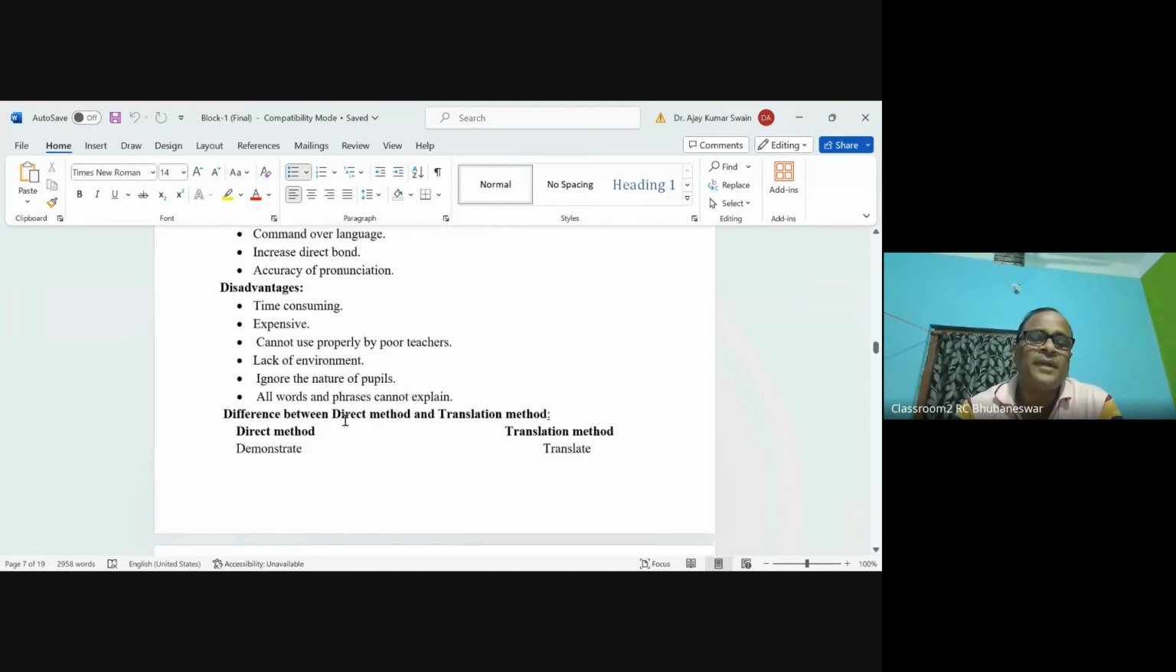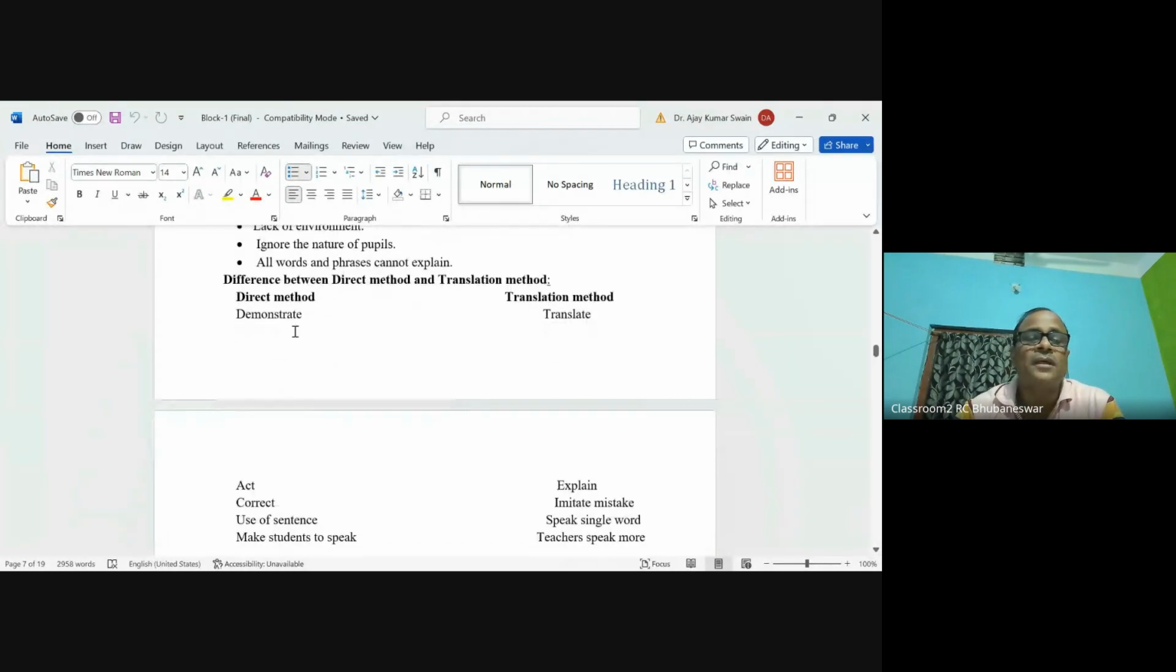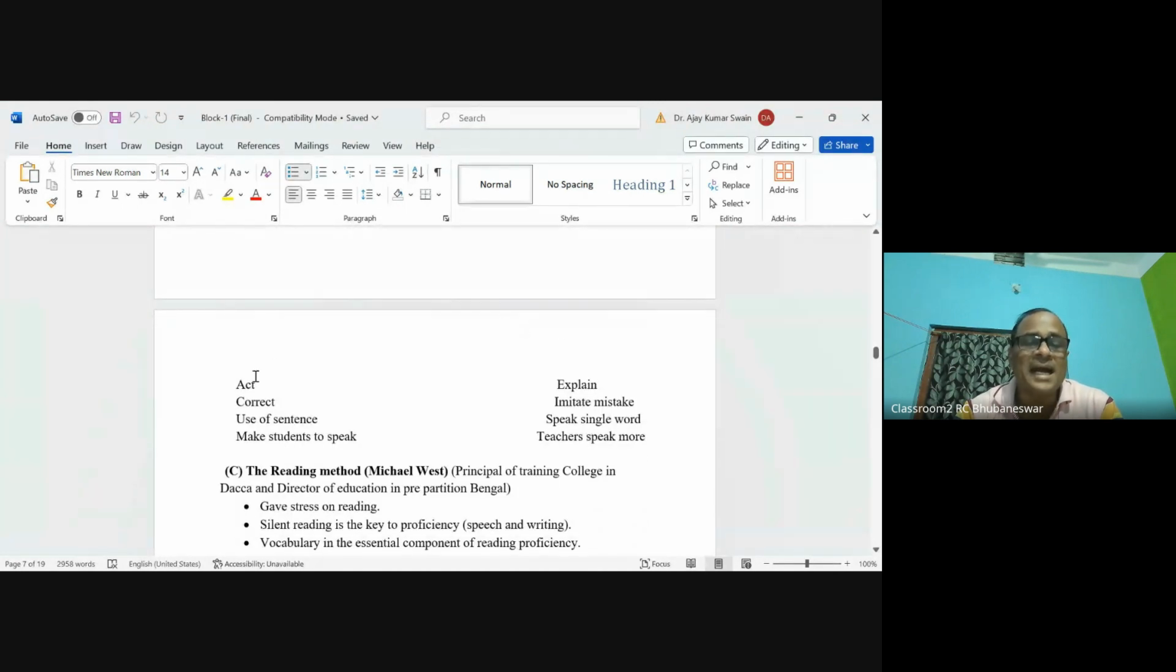Here is a difference between direct method and translation method. That is, direct method is demonstrate, translation method is translate. Direct method is act, it is explain, act by students, explain by teacher.